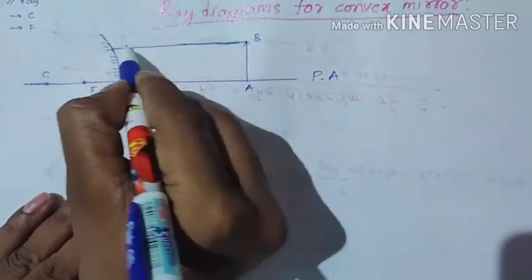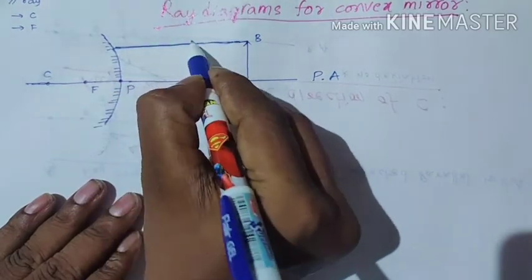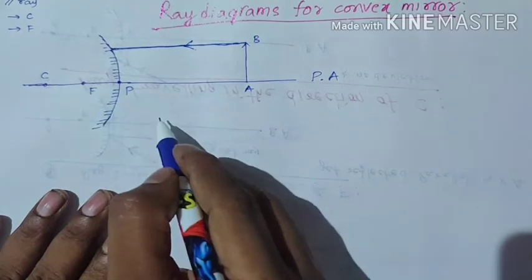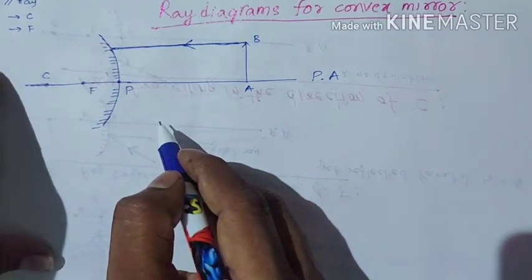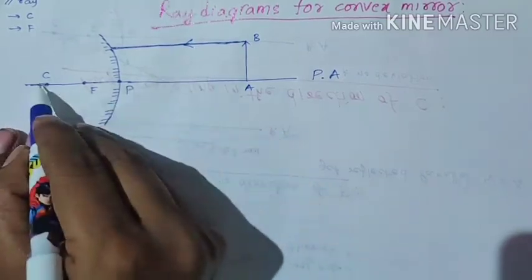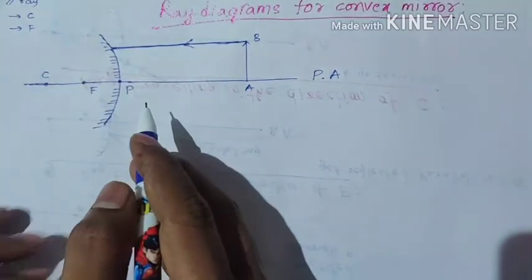This is what? Parallel ray. This is ray 1. So we need another ray. So I am taking a ray which is passing through focus or center of curvature. You may take any one of them.